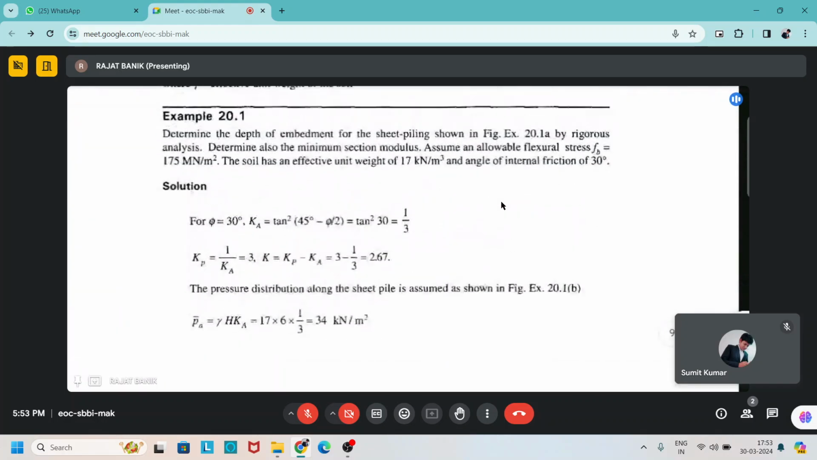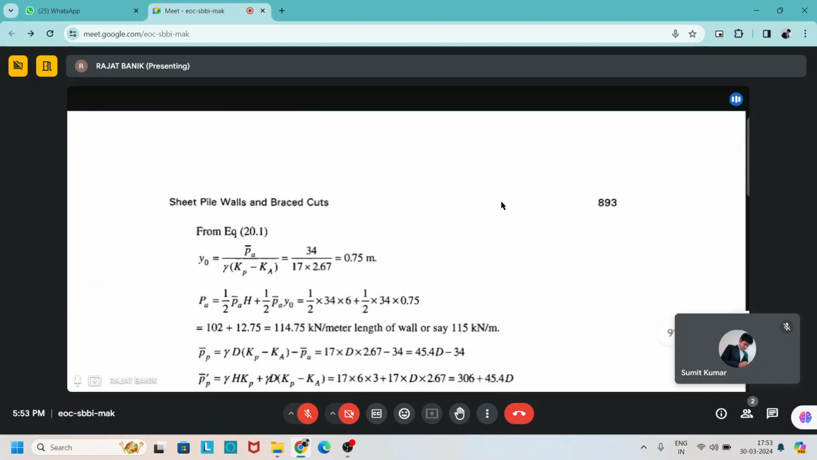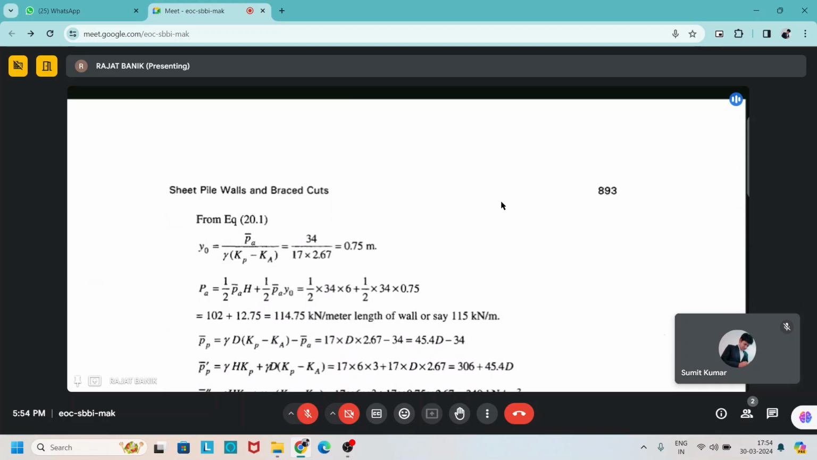So PP you have to find out. PA bar you have to find out, which is equal to gamma H K, which is 17 into 6 into 1 by 3, which is 34 kilonewton per meter square. Now we have to find out the Y naught. Y naught is equal to PA bar divided by gamma into Kp minus K, which is equal to 0.75 meter. Now PA force, the earth pressure force, is half into PA bar into H plus half into PA bar into Y naught. So we put all this value and it is equal to 114.75 kilonewton per meter length of the wall, approximately equal to 115 kilonewton per meter.